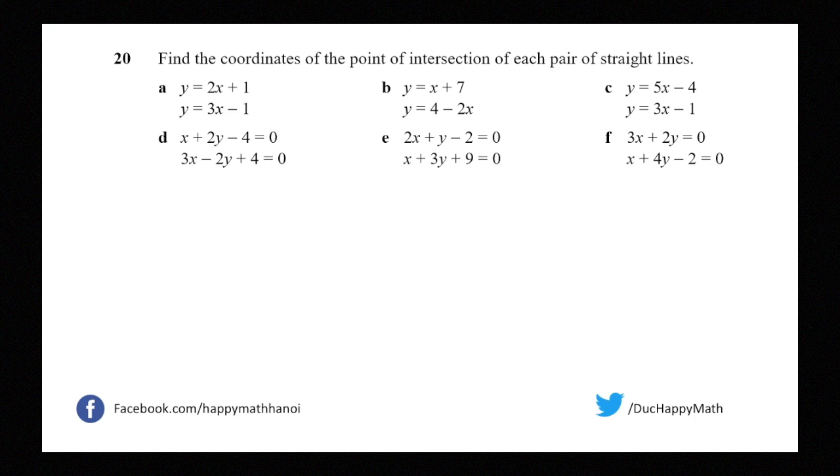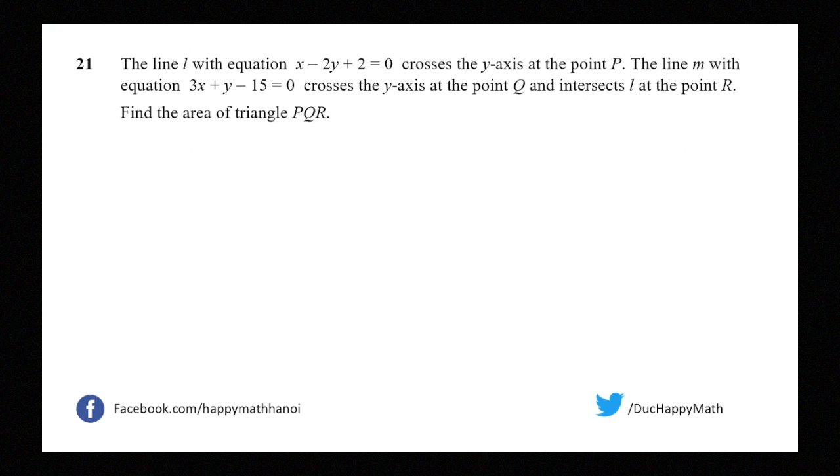Maybe 20. Find the coordinates of the point of intersection of each pair of straight lines. Okay, in the same way, it is a simultaneous equation. I remember you will learn about this kind of exercise in your school. Okay, the last one is question 21. The line with the equation crosses the x and y axes at the point P, and the line M crosses to the point of intersection, forming the triangle PQR. Okay, quite easy. A lot of exercises like this I will classify as advanced exercises about coordinate geometry.